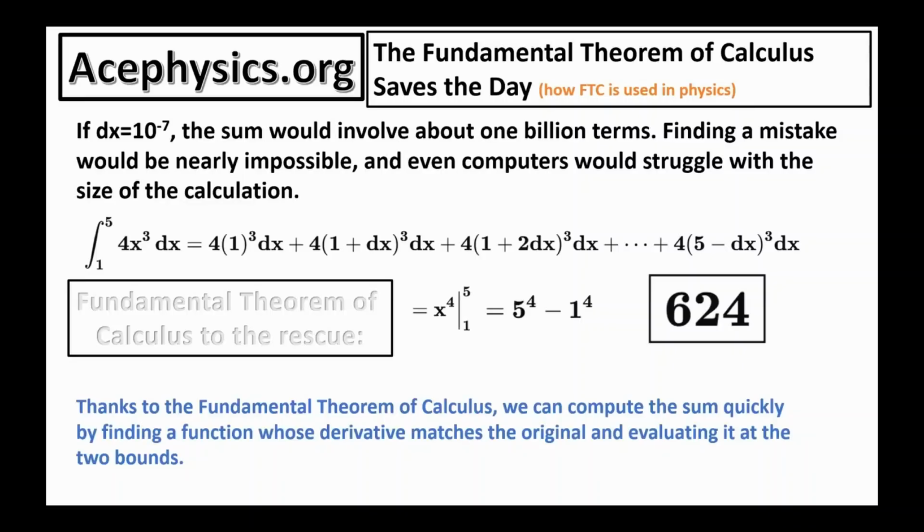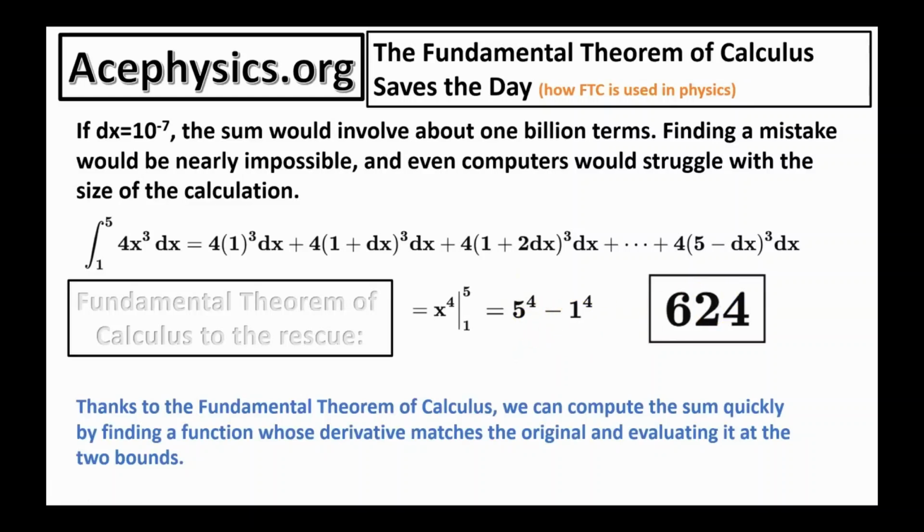The procedure is to find a function whose derivative gives the original expression and evaluate it at just 2 endpoints, to compute this sum quickly using the fundamental theorem of calculus. First, we must find a function whose derivative is 4x cubed. That function is x to the 4th, and then we evaluate it between 1 and 5, which is 5 to the 4th minus 1 to the 4th equals 624.